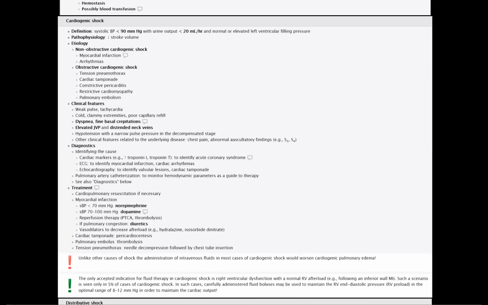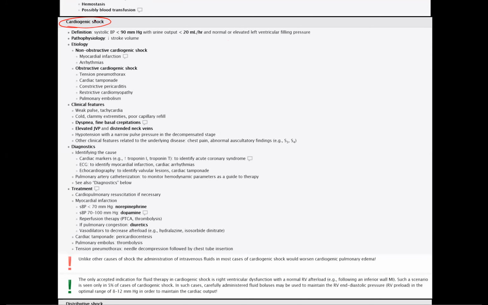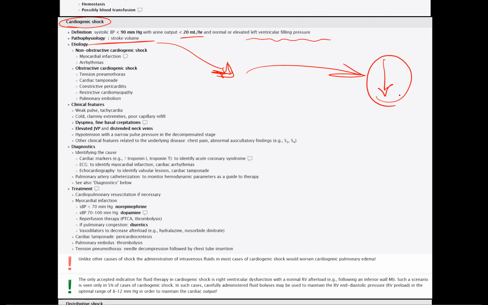Now for the cardiogenic shock. So cardiogenic shock is systolic blood pressure less than 90 millimeters of mercury with urine output less than 20 ml per hour with normal or elevated left ventricular filling pressure. Here, the pathophysiology is that the stroke volume, the amount of blood ejected from the heart, will be decreased. So the stroke volume will be decreased, okay? And the systolic less than 90 millimeters mercury.